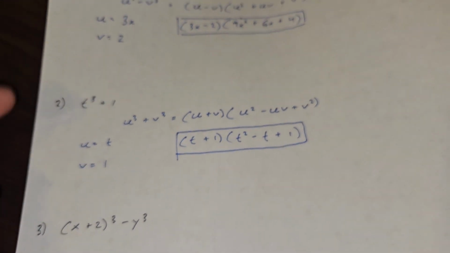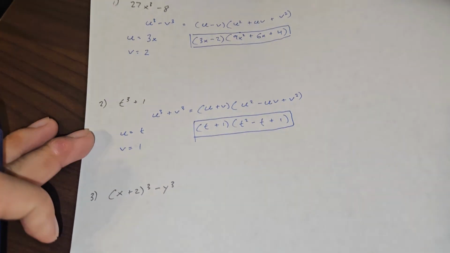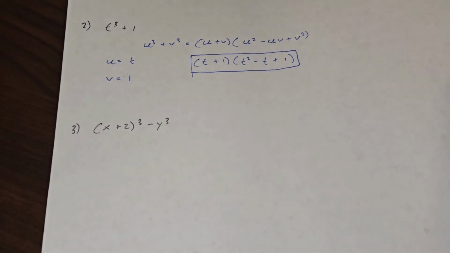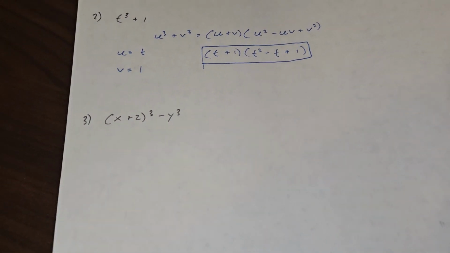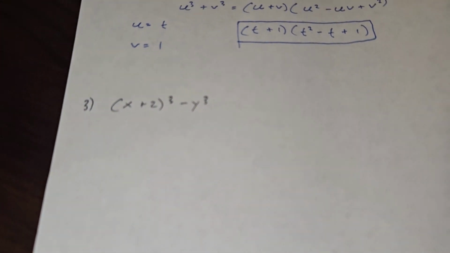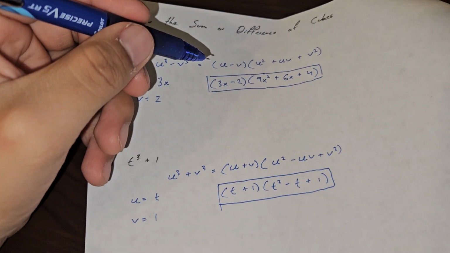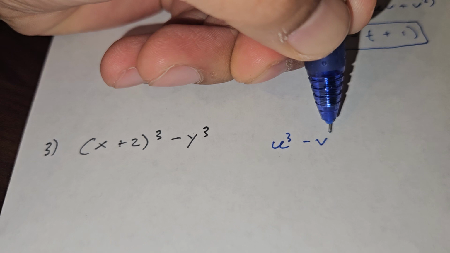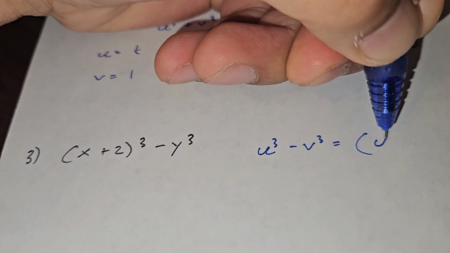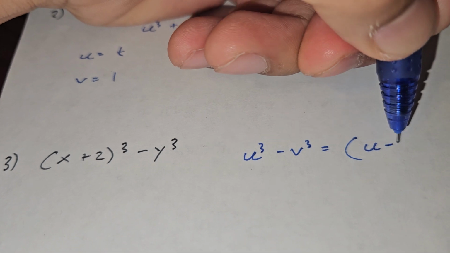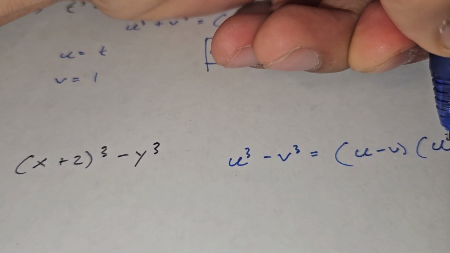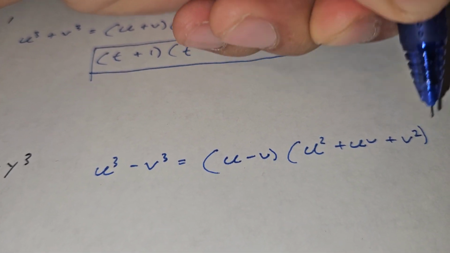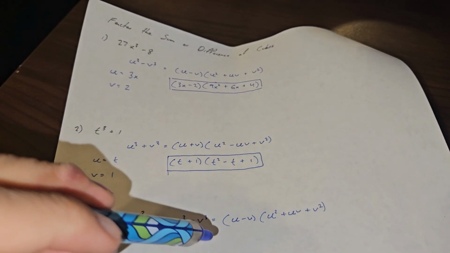Just like that. So let's go ahead and move on to the third one, the last one, (x + 2) raised to the third power minus y raised to the third power. This is a difference of cubes, so we're going to use this exact same formula. We have u cubed minus v cubed equals (u - v) times (u squared + uv + v squared). That is the same formula we use for that one.